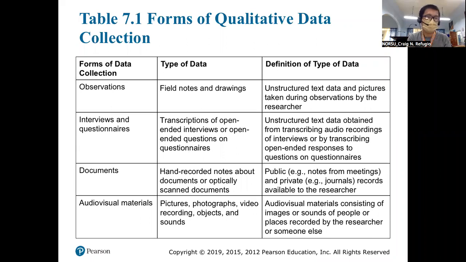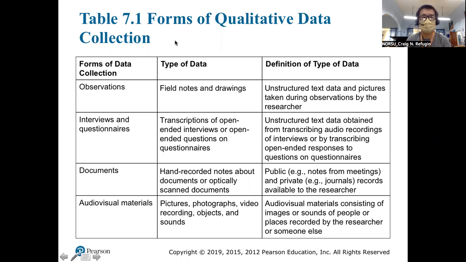Okay, sir. So forms of data collection. For observation, the type of data is field notes and drawings. The definition of type of data: unstructured text data and pictures taken during observation by the researcher. So the next, interviews and questionnaires.